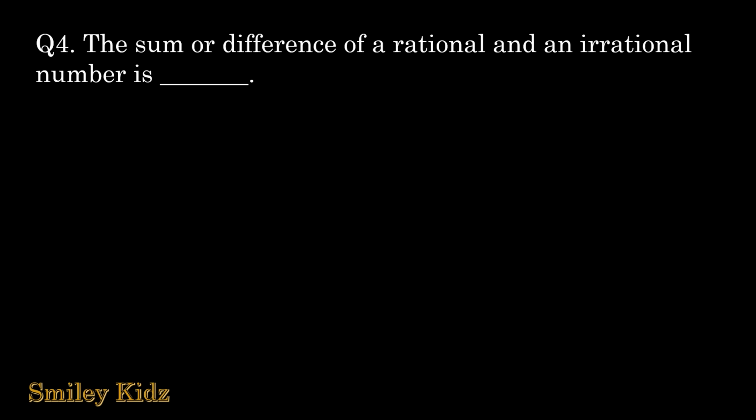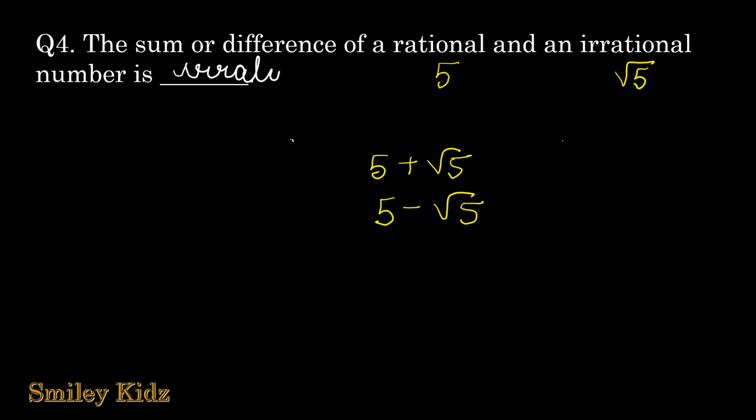Moving ahead to question number 4, the sum or difference of a rational and an irrational number is. Let's consider our rational number to be 5 and our irrational number to be root 5. Now, 5 plus root 5 will be the sum, and 5 minus root 5 will be the difference. Now, we must always know that the sum or difference of a rational and an irrational number is always irrational.